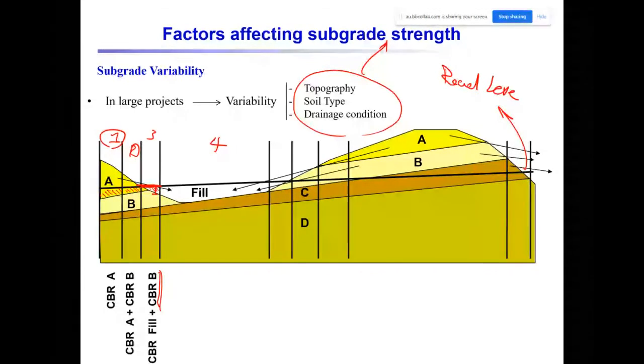For the fourth one, can you please help me with that? Which soil? CBR fill, exactly. For the fifth one, again, since the thickness is not that much, you need to consider CBR fill and CBR B.